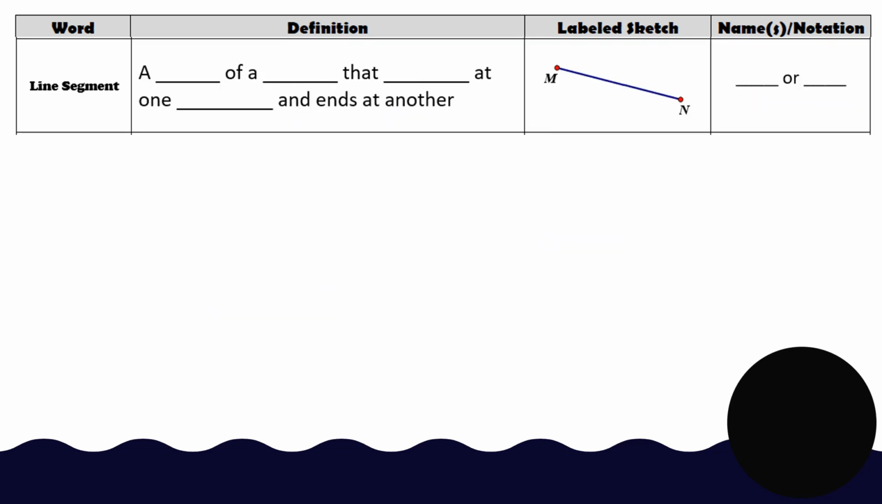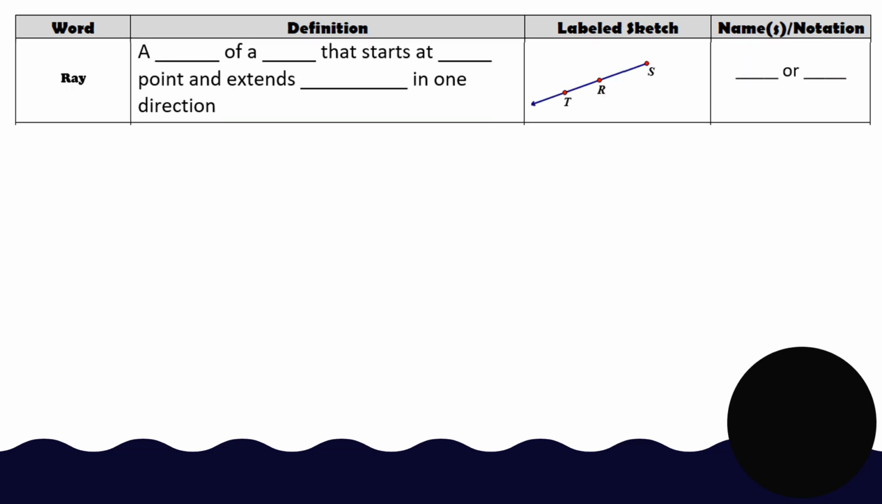Line segment is a part of a line. Sorry, let's get to that part. A part of a line that begins at one point and ends at another. Okay, we'll talk about the names and notation tomorrow.